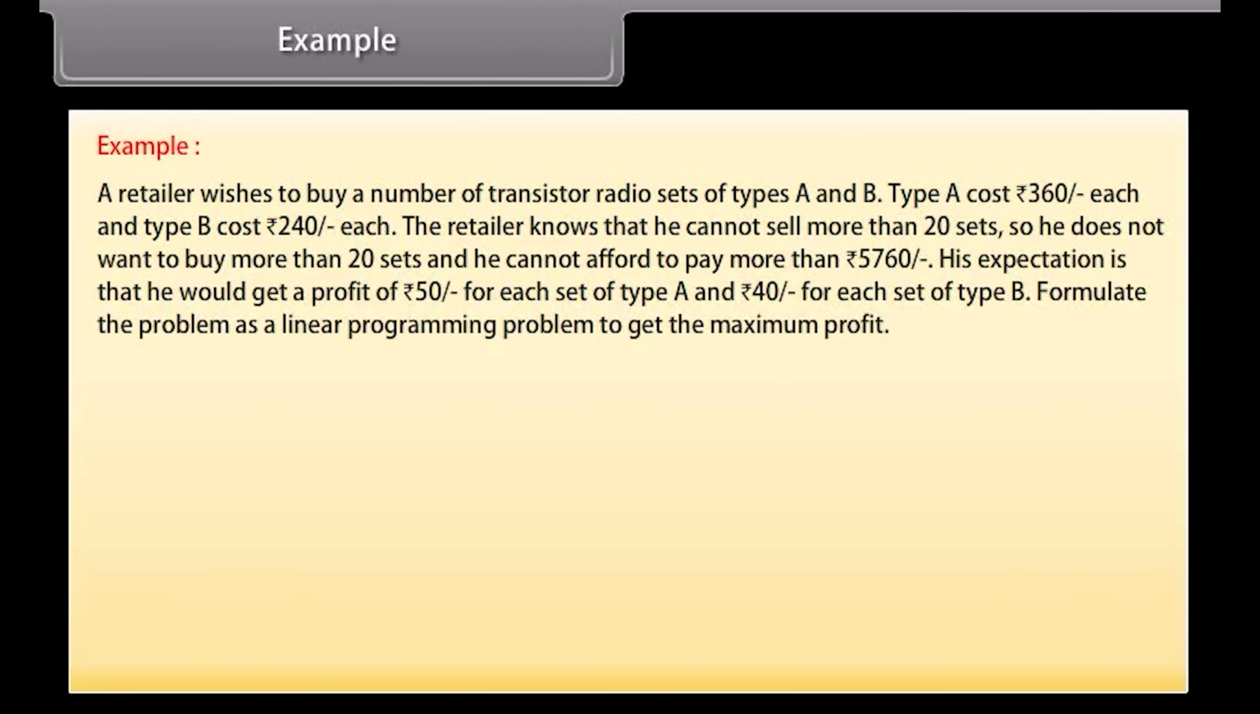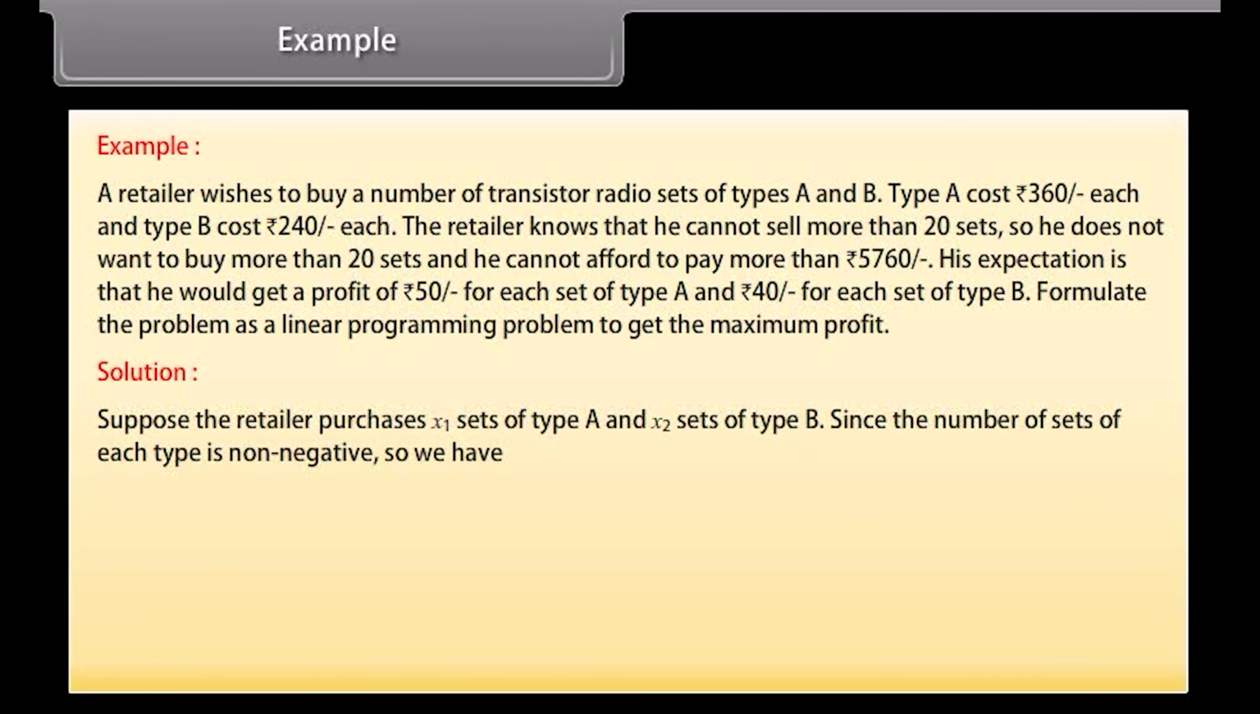Example. A retailer wishes to buy a number of transistor radio sets of types A and B. Type A costs Rs 360 each and type B costs Rs 240 each. The retailer knows that he cannot sell more than 20 sets, so he does not want to buy more than 20 sets and he cannot afford to pay more than Rs 5,760. His expectation is that he would get a profit of Rs 50 for each set of type A and Rs 40 for each set of type B. Formulate the problem as a linear programming problem to get the maximum profit.